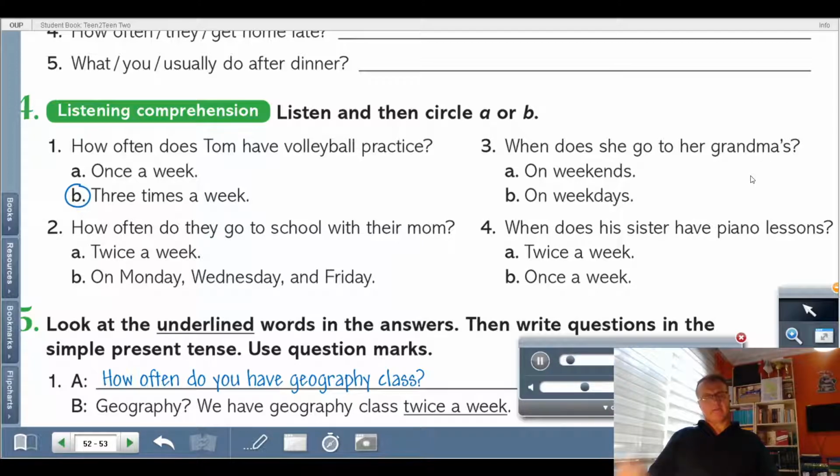Okay, let's listen again. Unit 7, page 53. Grammar. Exercise 4. Listening comprehension. Listen and then circle A or B. 1. I have volleyball practice on Mondays, Wednesdays, and Fridays. 2. We go to school in my mom's car on Tuesday and Thursday. On the other days, our dad drives. 3. I go by car to my grandma's every Saturday and Sunday. 4. My sister's piano lessons are on Wednesday afternoons after school.